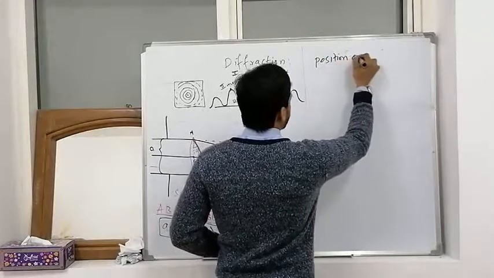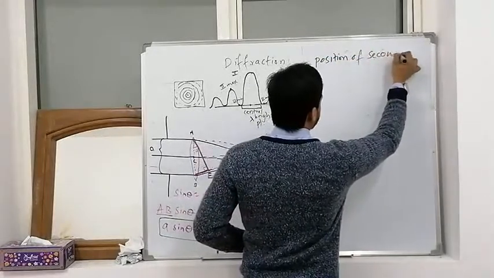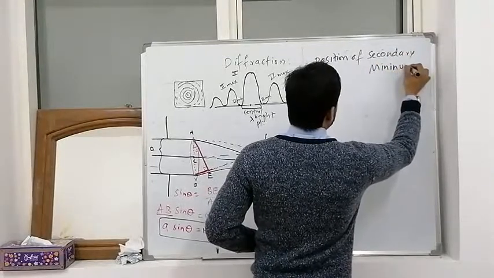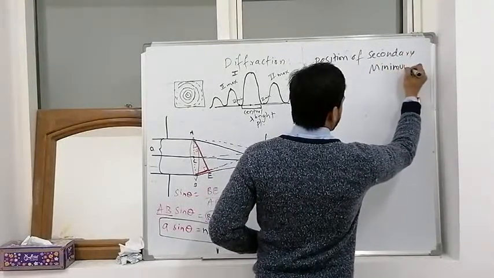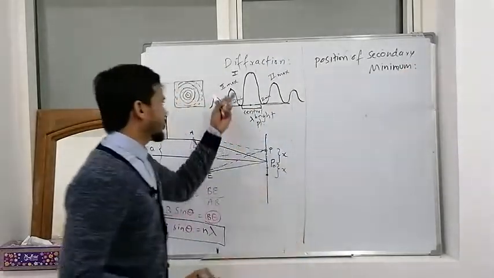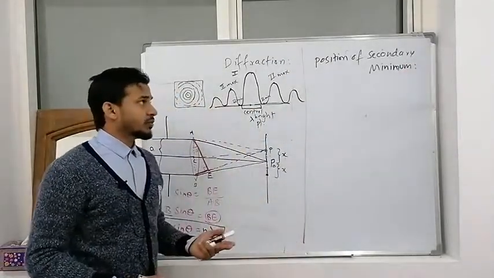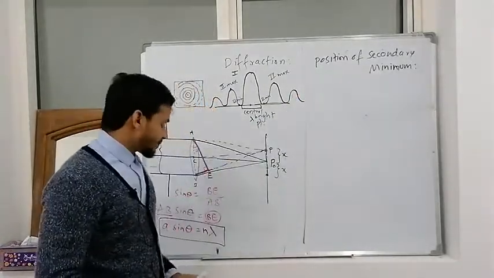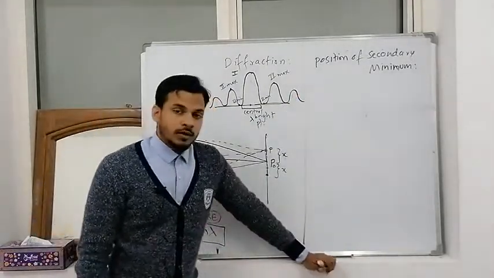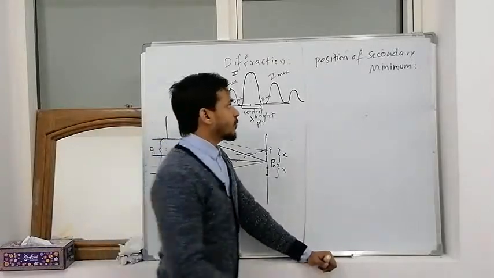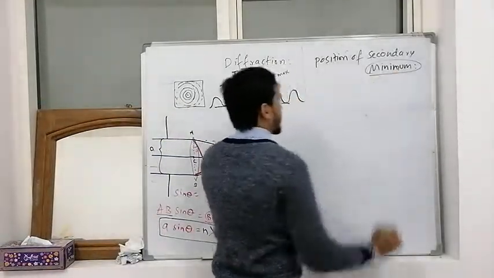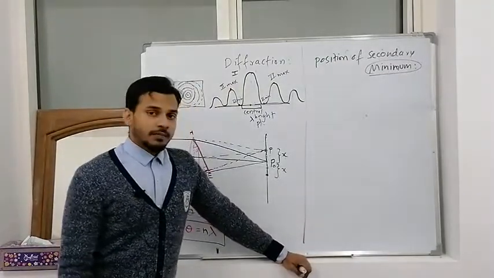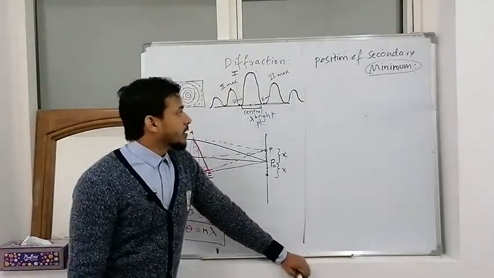We are discussing the position of secondary minimum. That's why I have shown you this before. If I say directly secondary minimum, you will get confused. So we are discussing the position of secondary minimum. Now let us see, if you want to have the minimums, what is the thing you need to understand.